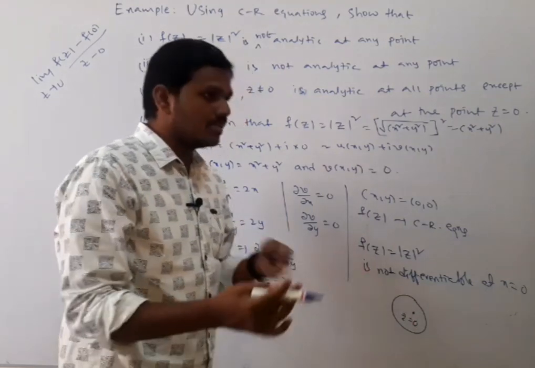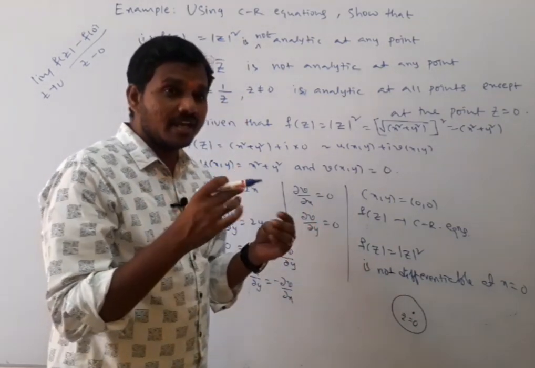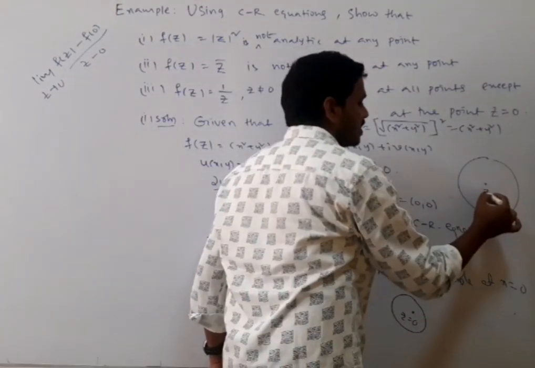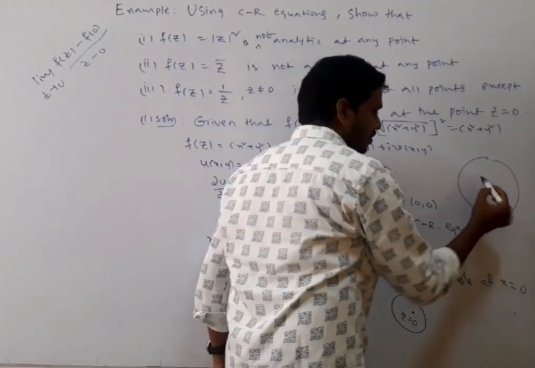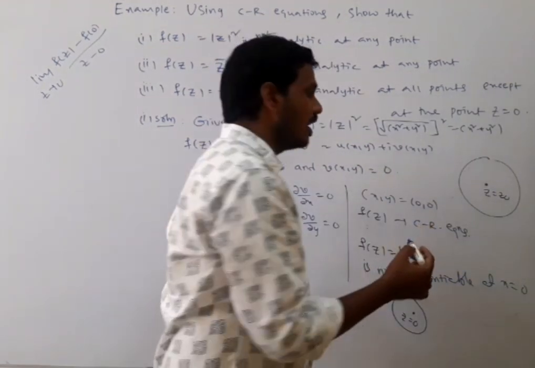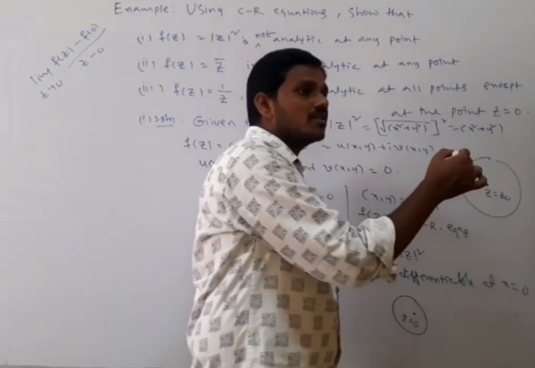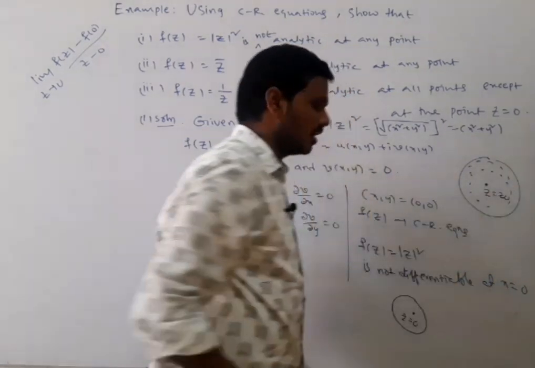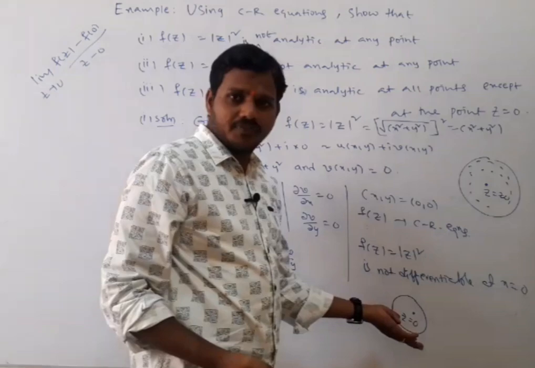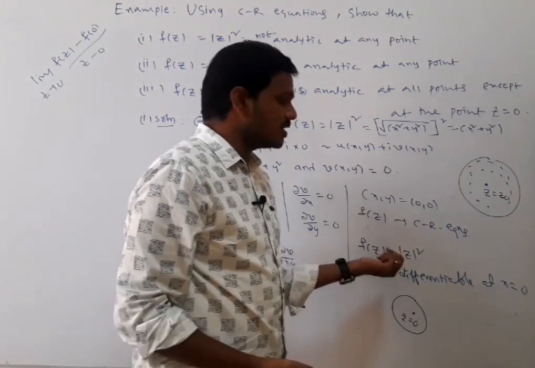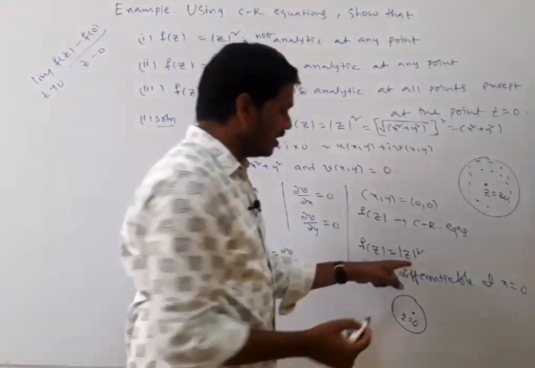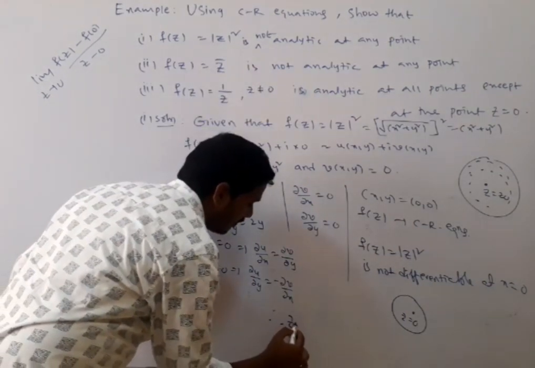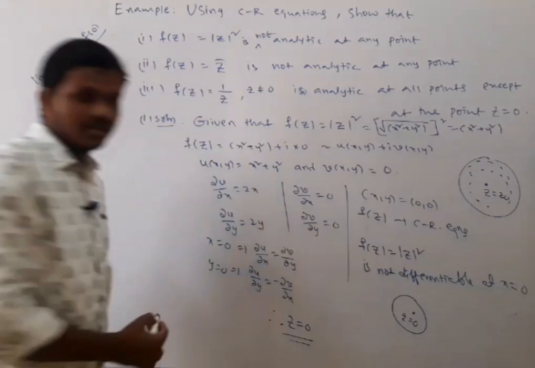When we say that the function is analytic at z is equal to z naught, it is differentiable at z is equal to z naught, and it is also differentiable at every point in the neighborhood of z is equal to z naught. At z is equal to 0, the function is not differentiable. Not differentiable means the function is not analytic at z is equal to 0 also. Therefore, the function is not analytic at z is equal to 0.